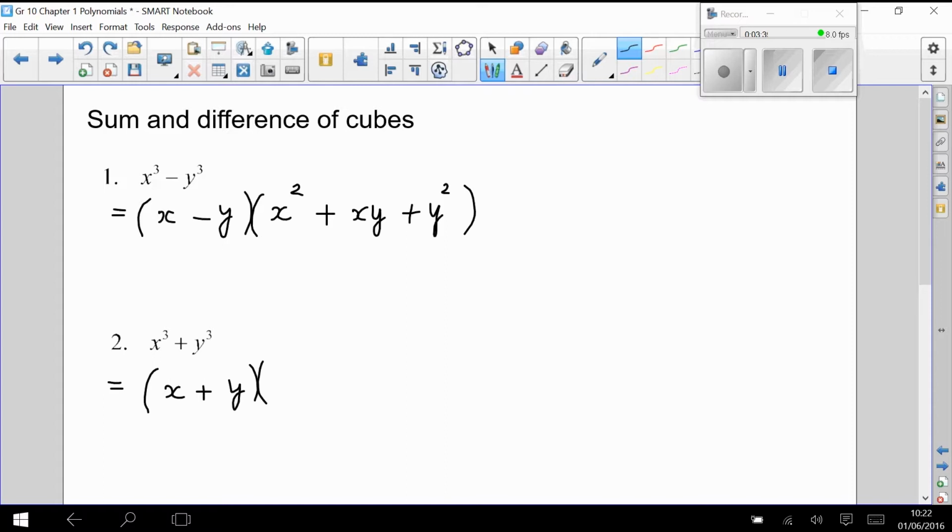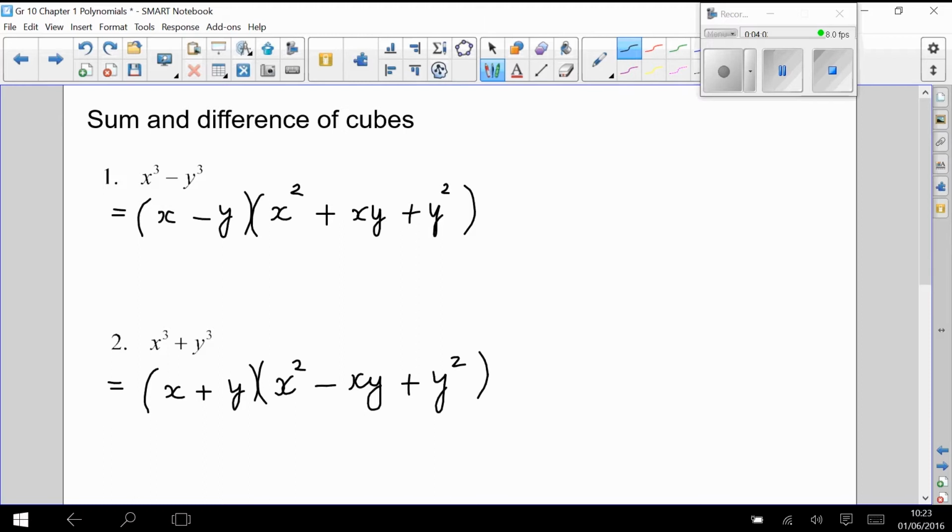Now to get my second bracket, I use the linear bracket I have just found. Square the first, x squared. Change the sign. I had a plus, so I must have a minus. Product of the two, x times y is xy. Always a plus. Square the last.